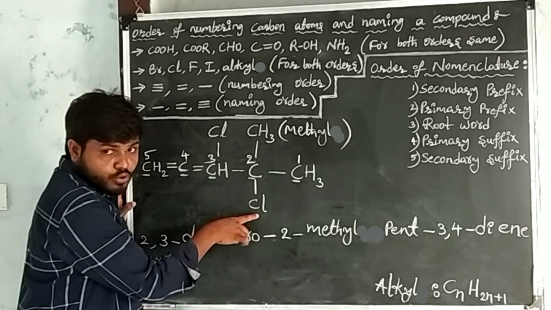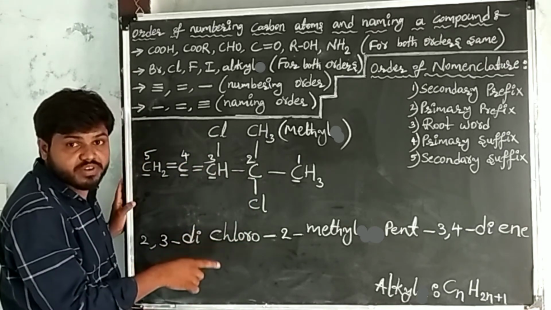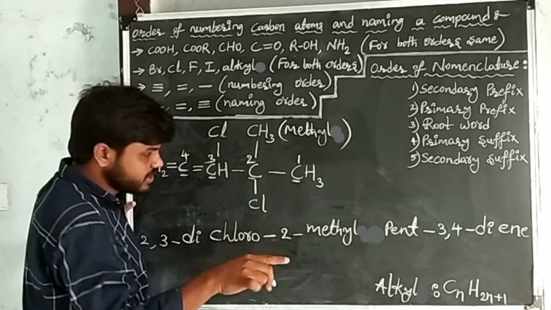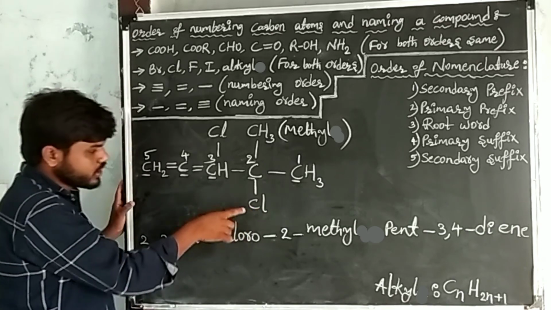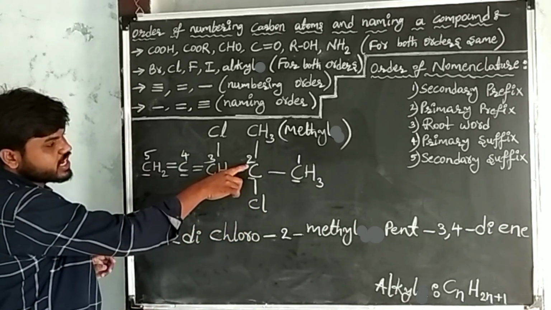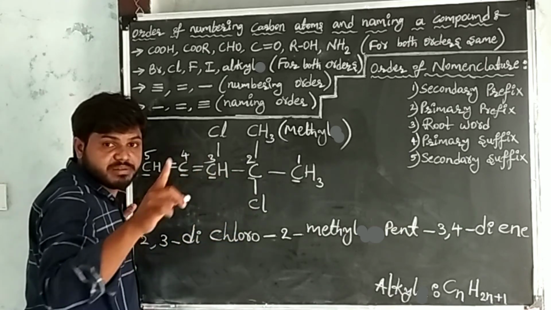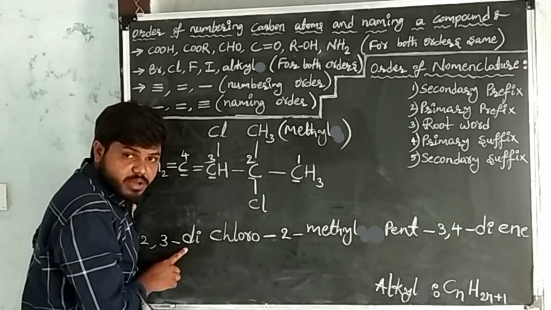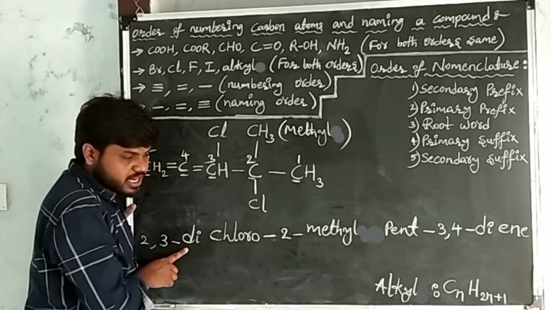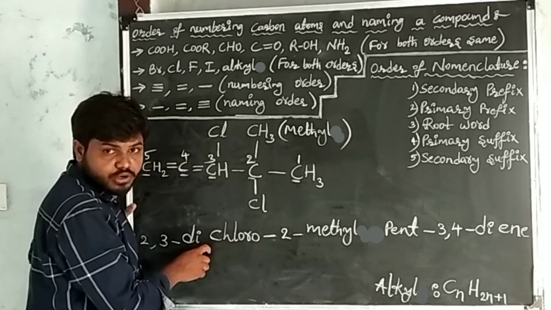Now chlorine occurs 2 times at different positions. First write the positions, then how many times it is repeated, then the prefix of chlorine. We have chlorine at second position and third position, and I wrote the positions. How many times is it repeating? 2 times. The numerical prefix of 2 times is di. Then the chlorine prefix is chloro.